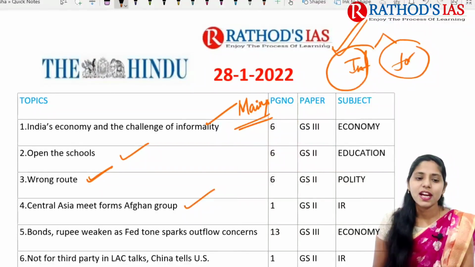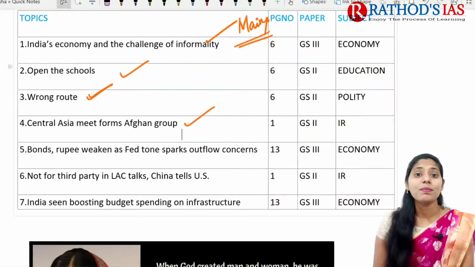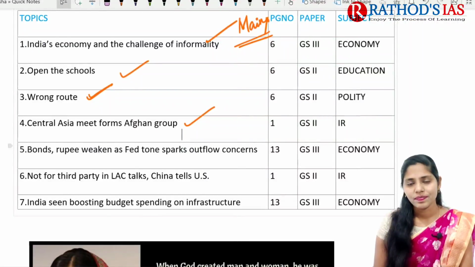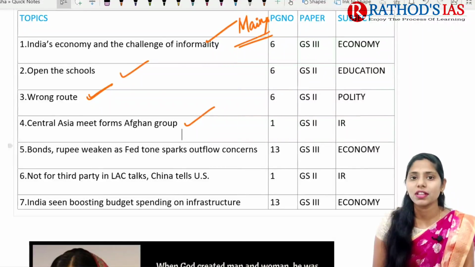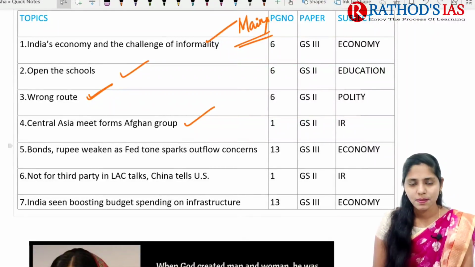And the next topic is regarding yesterday's Central Asia Summit, which was held virtually. Now we are going to see some highlights of that meeting. This will be important from international relations. If you have watched yesterday's lecture, we saw a brief introduction regarding that Central Asia Summit. So now we are going to see it in detail.